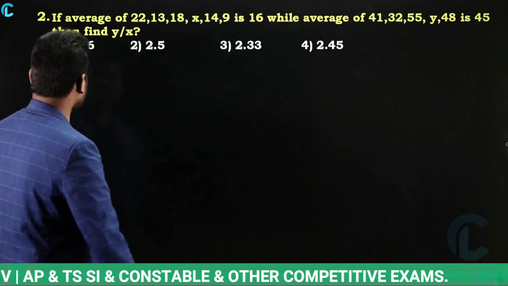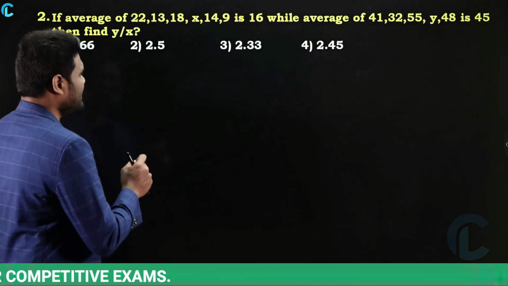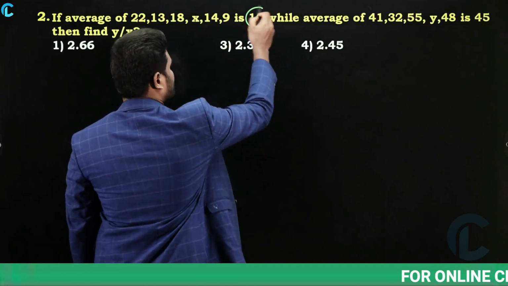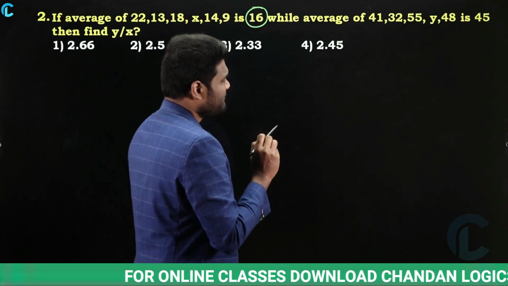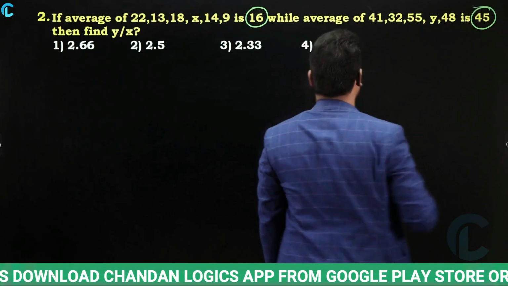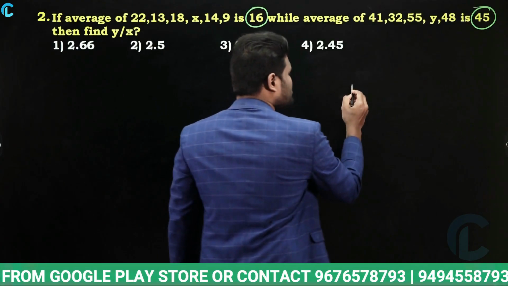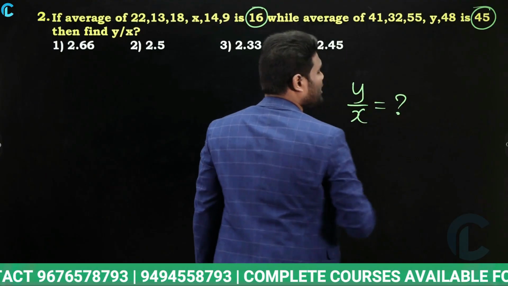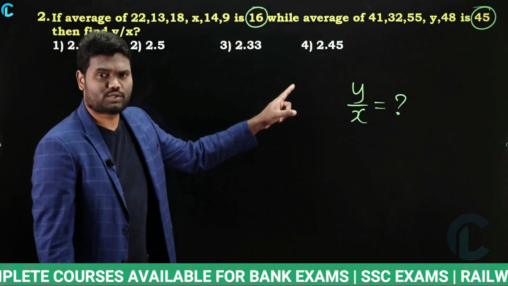The next question says, if the average of 22, 13, 18, x, 14, 9 is 16, while the average of 41, 32, 55, y, 48 is 45, we are asked to find y by x. This is also similar to the question we discussed earlier. You just need to find the value of y and similarly the value of x. So you just need to know what y by x is.